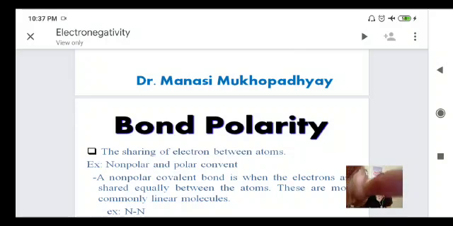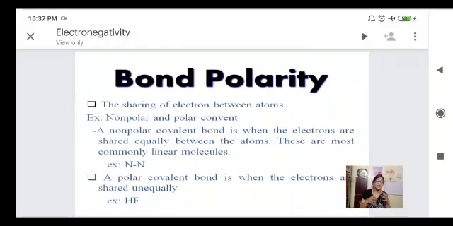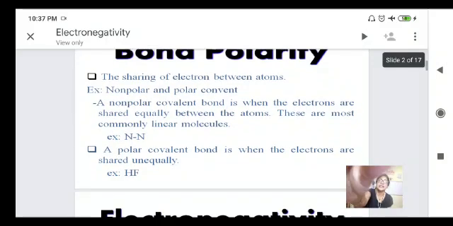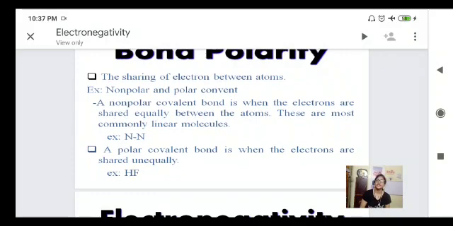A non-polar covalent bond is one where the electrons are shared equally by the two atoms between which the bond is made. These are most commonly linear molecules. For example, if we consider two similar atoms, nitrogen and nitrogen, or oxygen and oxygen, the bond formed between them is a non-polar covalent bond, because they are the same in nature. The two nitrogen atoms have the same electronegativity, that is, the same attraction towards the electron. So the two bonded electrons will be equally shared by both of them.